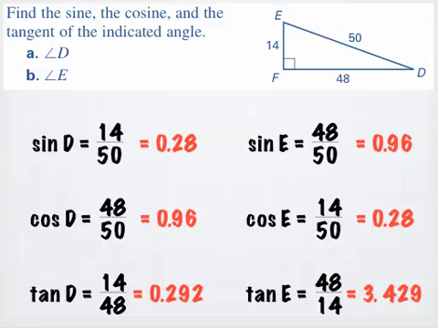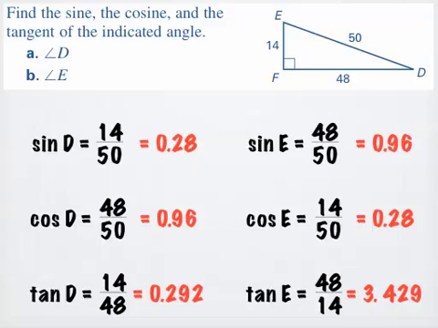If you take a second and look at these, notice that the sine of D and the cosine of angle E are the same, and then the sine of E and the cosine of D are the same. And that's going to be true for all triangles. If you think about it, notice when we went from talking about angle D to angle E, the side we are considering opposite and the side that we're considering as adjacent is going to be flip-flopped.